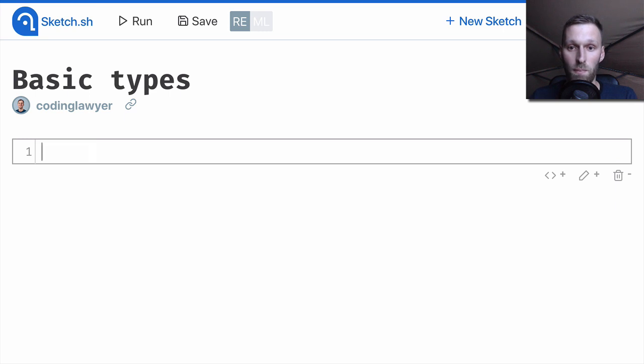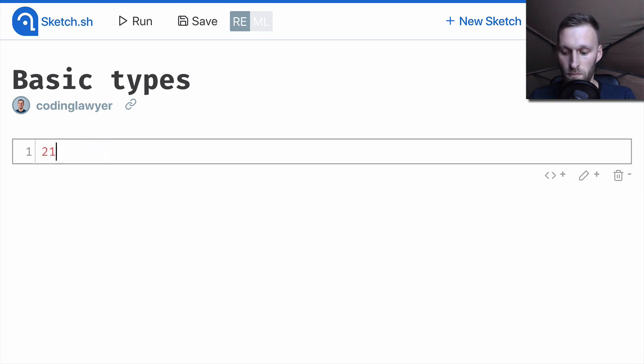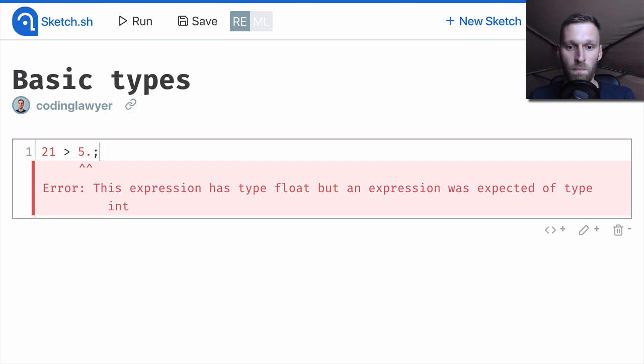Now, let's talk about comparison operators. And let's start with some examples. Now we compare 10 with 12. And since 10 is smaller than 12, we got back true. Let's try another example. And again, we got back true because 25 is bigger or equal to 24. Now, what if we try to compare different types? For example, integer with float. Let's try that. Now we try to compare 21 with 5. and we got a type error, since comparisons are only allowed between two values of the same type.